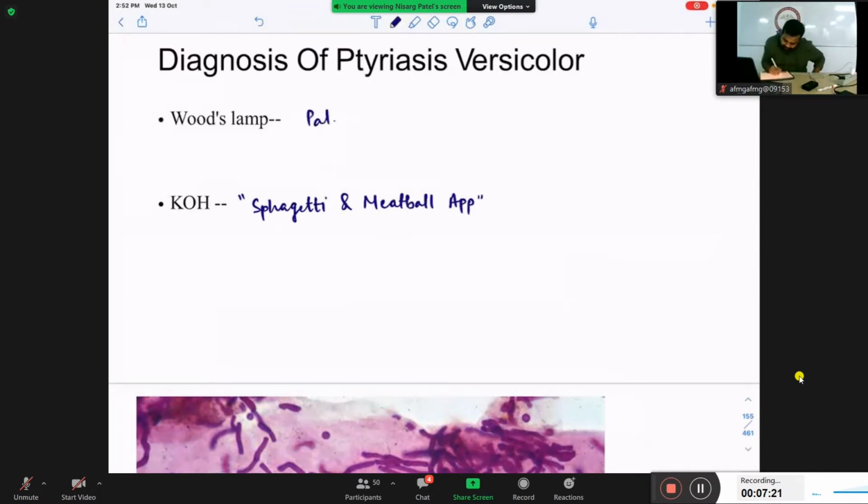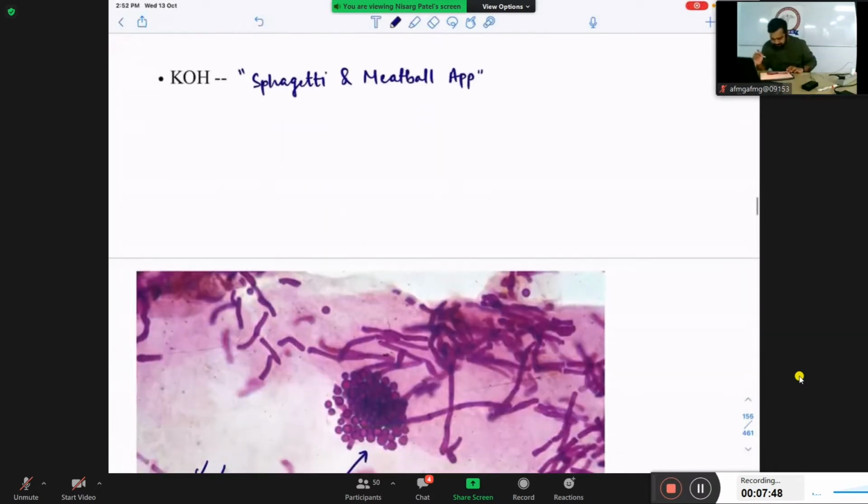On Wood's lamp, it will give a pale yellow fluorescence.